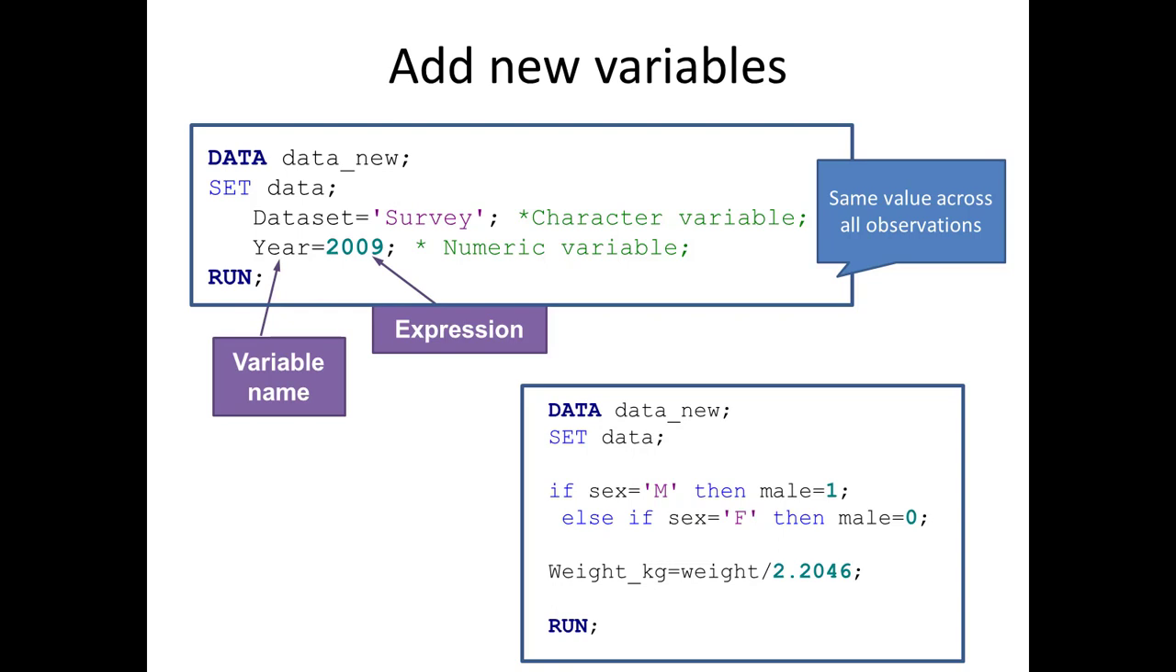In the other instance, for example, we are creating a new variable called male, where we're recoding male and female into 1s and 0s, or, say, converting pounds to kilograms. So these values then will be different across different observations.